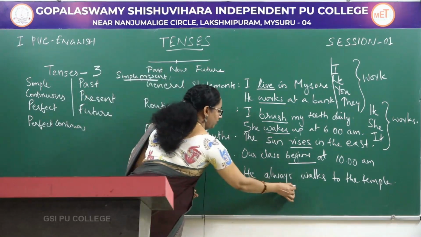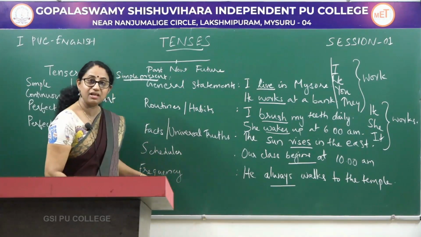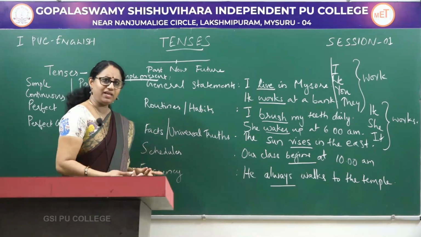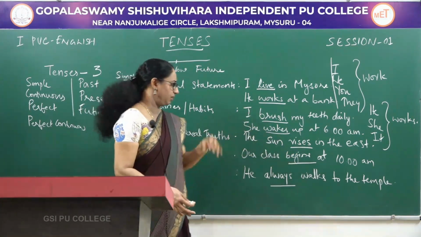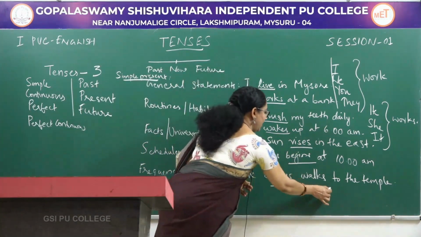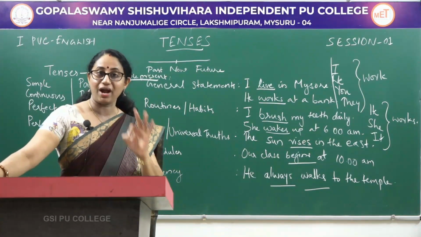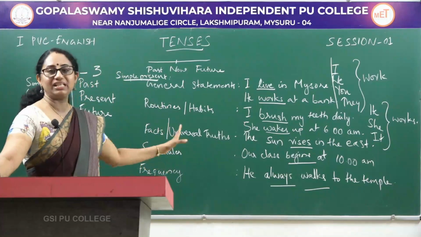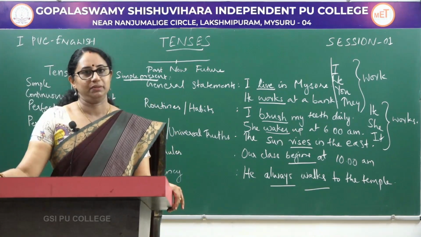See, this word always tells us about the frequency of the action. Always, whenever he wants to go to the temple, whenever he is going to the temple, how does he go? He walks. It's always better to use, or it is right to use simple present tense for that. He always walks to the temple.